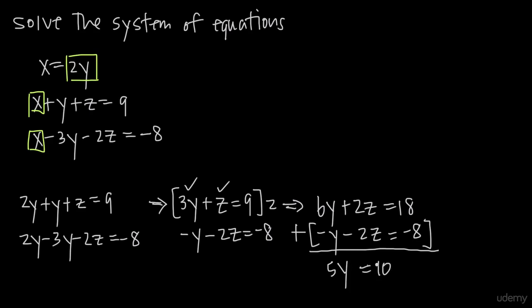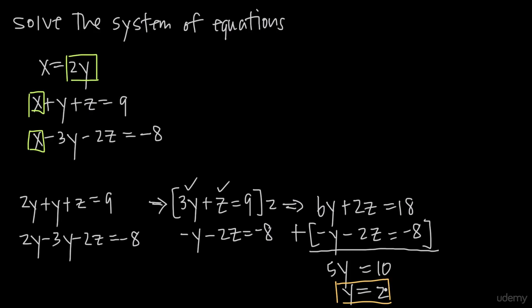Now we just have one equation in terms of one variable, and of course we can solve this by dividing both sides by 5, and we get y is equal to 2. Whenever you find a value for one of the variables, I like to go ahead and put a big box around it like this so I don't lose track of it. I know that y is equal to 2. I now need to use this value to find values for x and z that correspond with y equals 2.